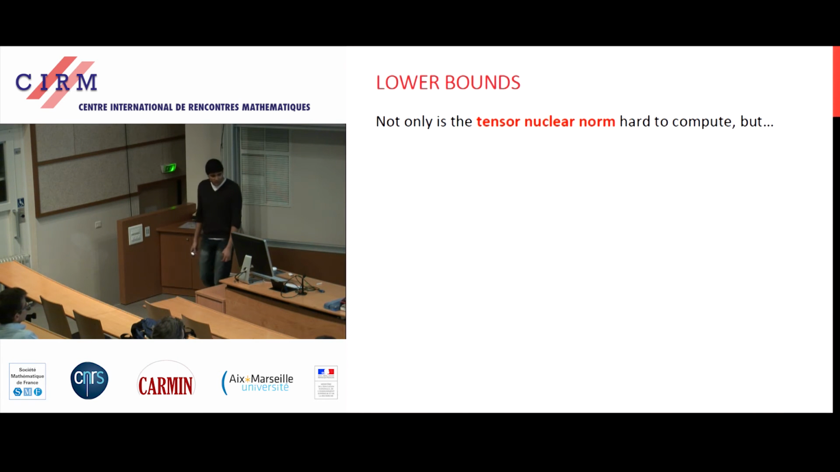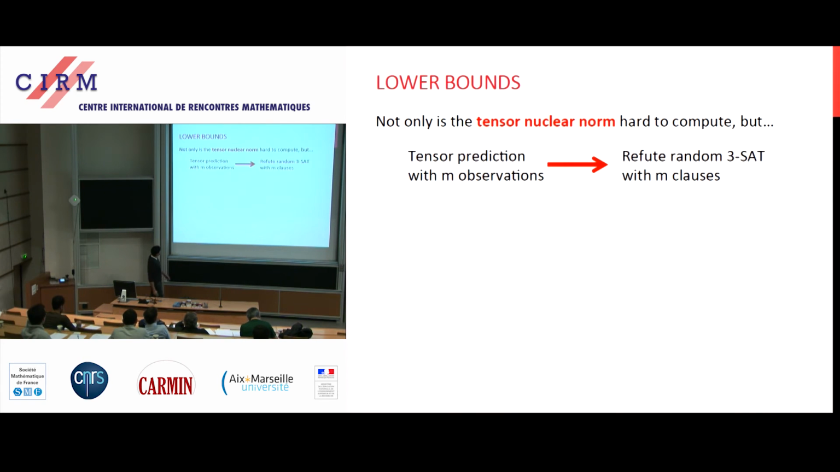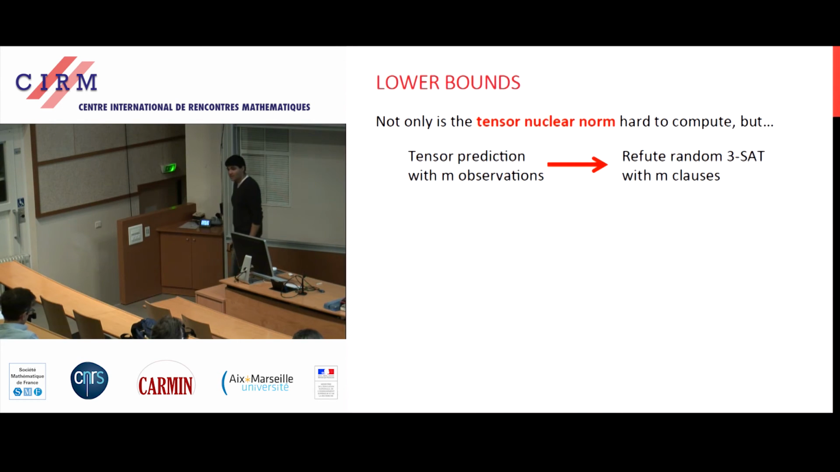Okay, and then I'll tell you a little bit about lower bounds. So not only is this tensor nuclear norm hard to compute, it's even hard in an average case sense. I'm going to say this very vaguely. It turns out that there are certain frameworks for proving tensor prediction, which a lot of these things fit into, which if you could solve tensor prediction with M observations, then there's a very simplified case of even just a noisy rank 1 tensor, that then the things that you could do would immediately imply that you could refute random CSPs, things like 3 XOR and 3 SAT with M clauses.